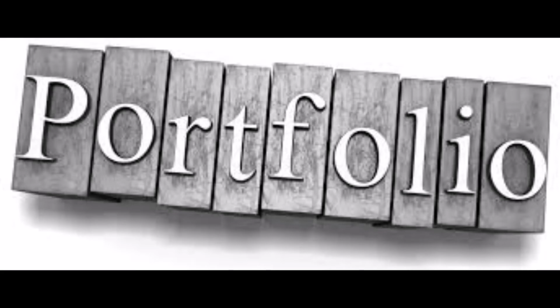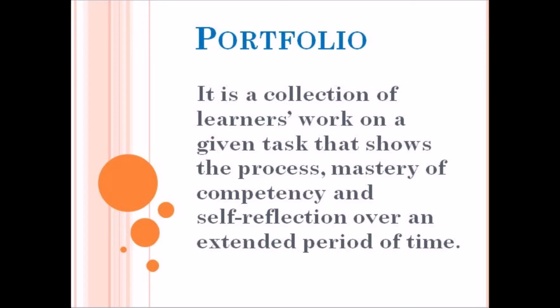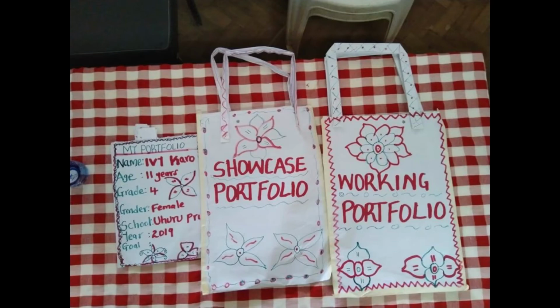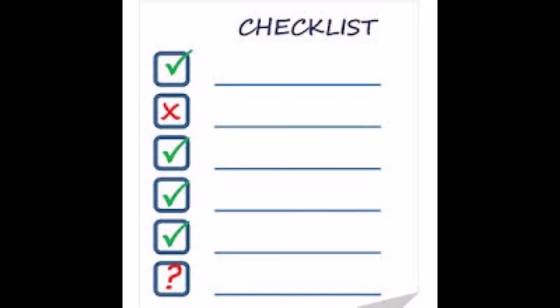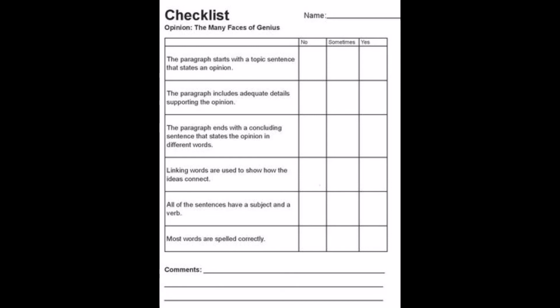The 6th tool will be the portfolio. What is a portfolio? This is simply a collection of a learner's work on a given task that shows the process, the mastery of competency and self-reflection over an extended period of time. And lastly, the teacher will use checklists. Now, these are predetermined attributes used to gauge skill development or progress in a learner.